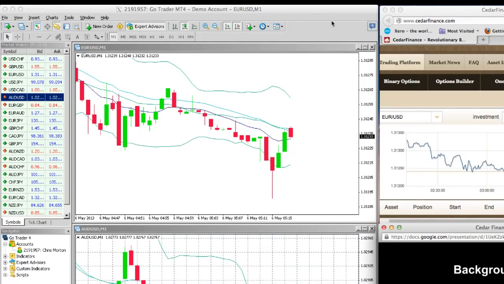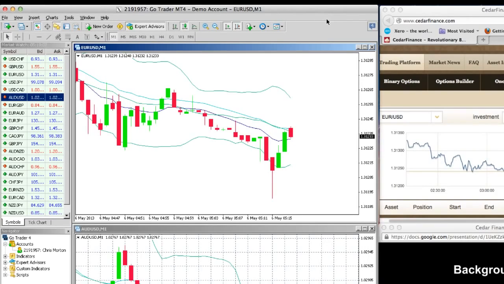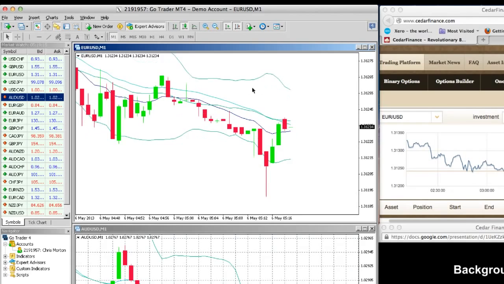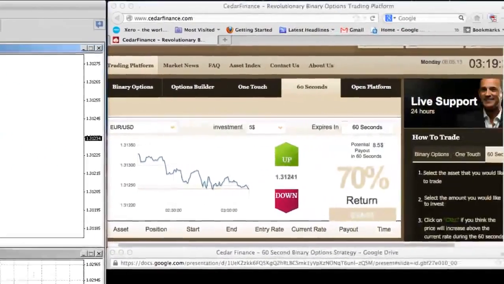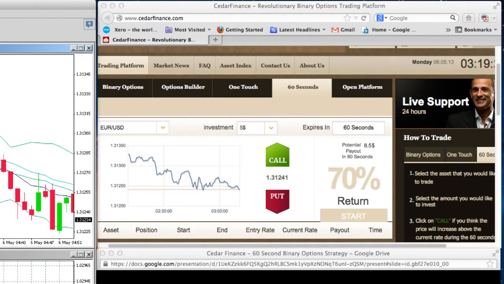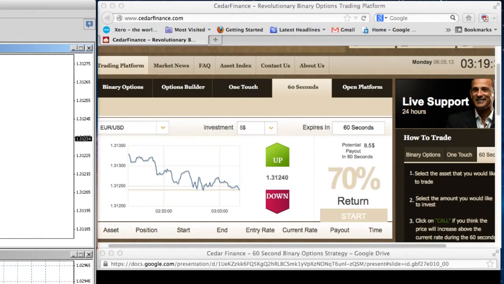This particular platform for the charting is using MetaTrader 4, and I've got a few indicators here. I've got the Bollinger Bands, and I've got a 15 minute moving average. I've also got a 13-minute moving average and a 26 exponential moving average, which are all indicators basically showing trends that are occurring.